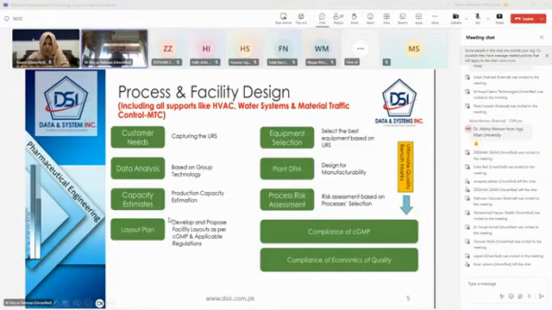So if you are targeting the Kenyan market, or if you are targeting the Far East market, you have to follow the regulatory standards and compliance of that market you are targeting. So equipment selection: select the best equipment based on URS. Plant DFM, design for manufacturability.